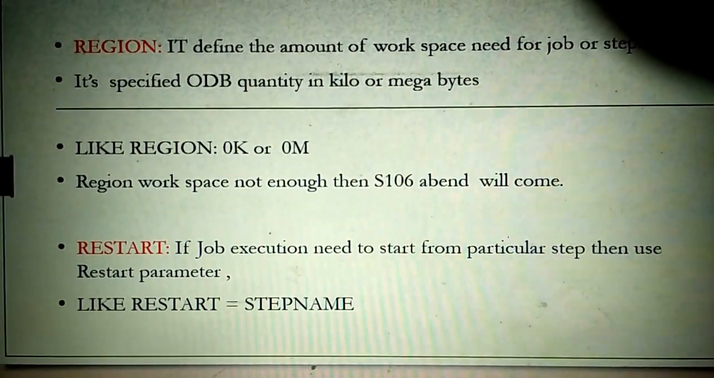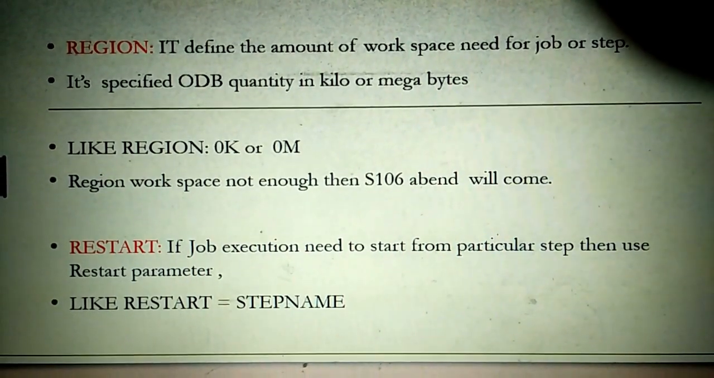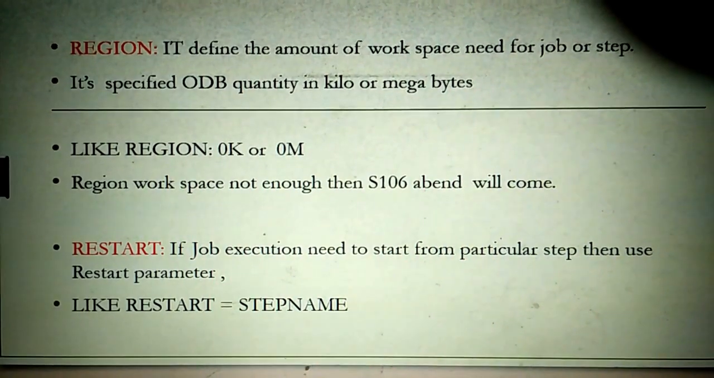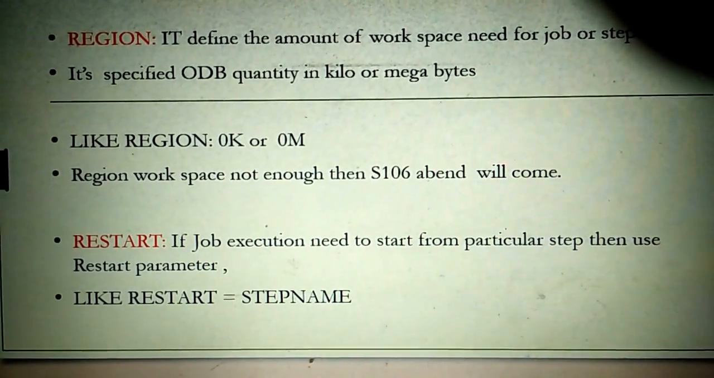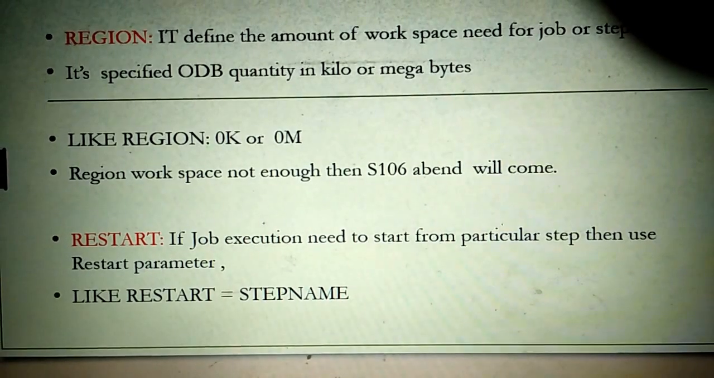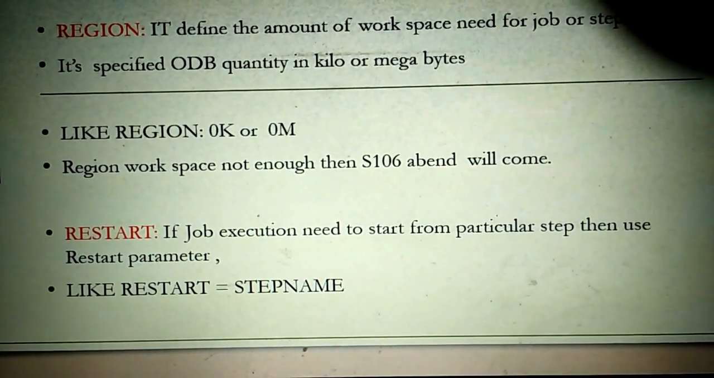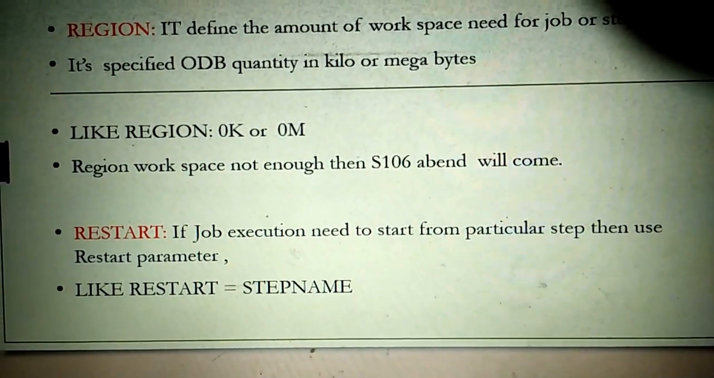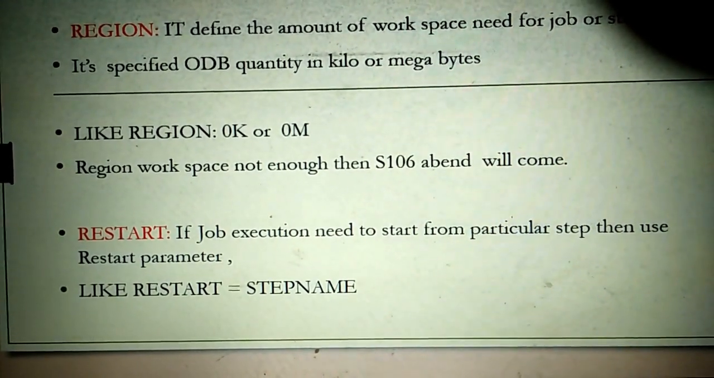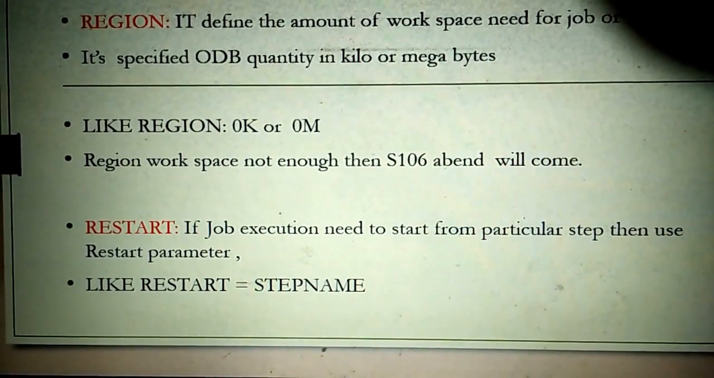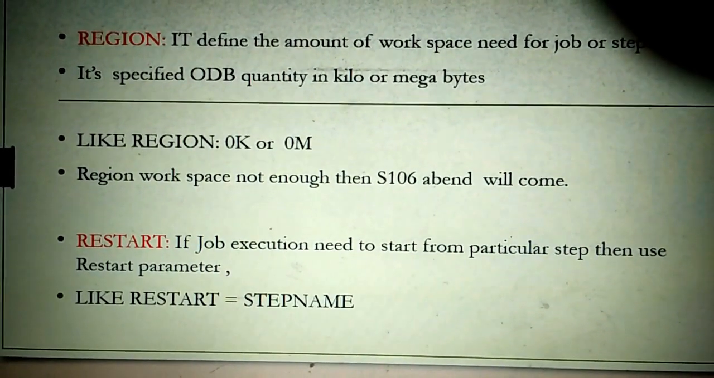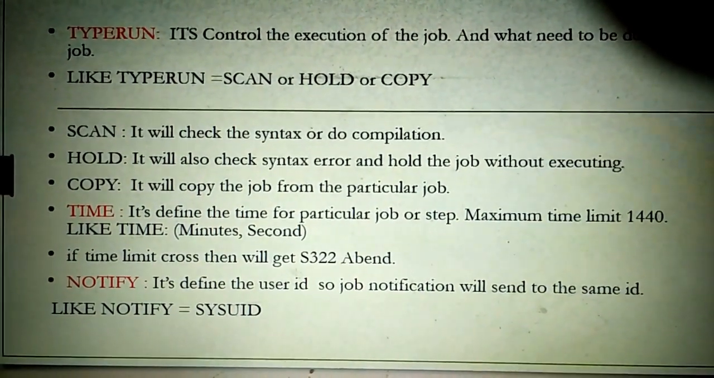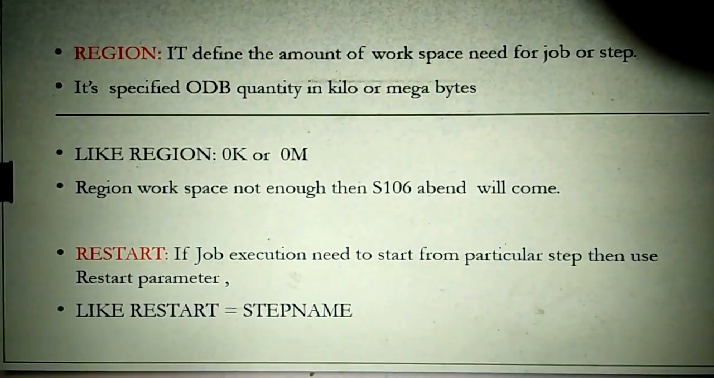Then the region parameter defines the amount of workspace needed for the job or step. It specifies the quantity in kilobytes or megabytes, like region equal to 0K or 0M. If the region workspace is not enough, then an S106 abend will come. The syntax is region equal to 0K or 0M. It's not a colon, it's equal to, and for the time parameter too, it's not a colon. Sorry for that.